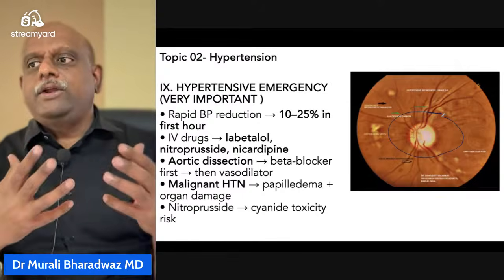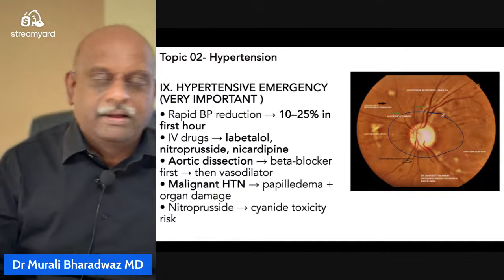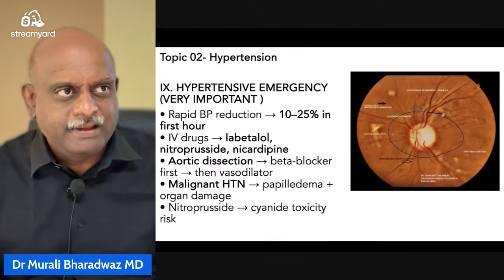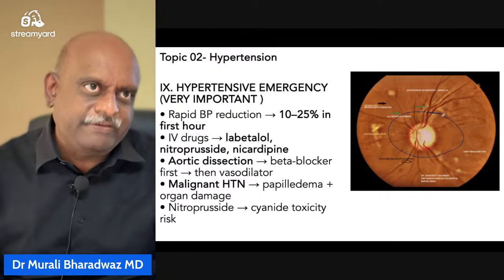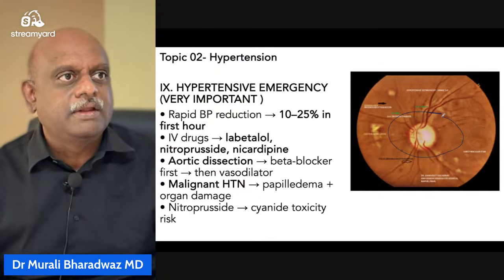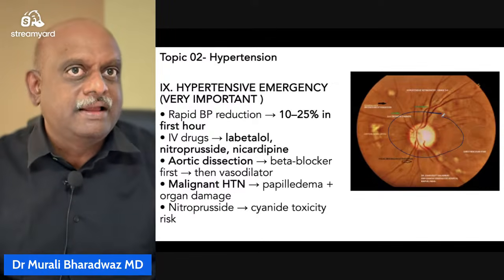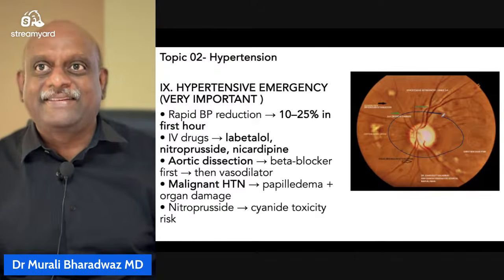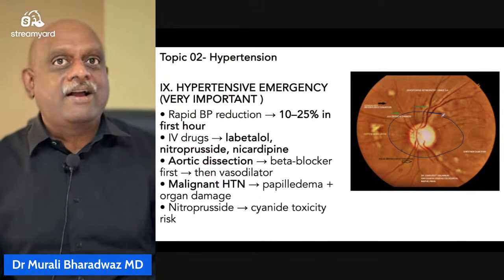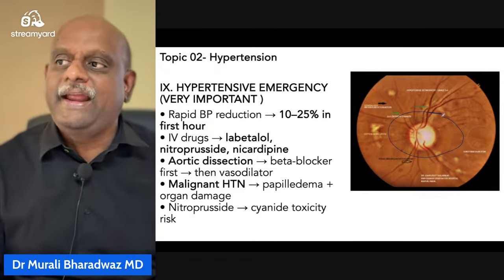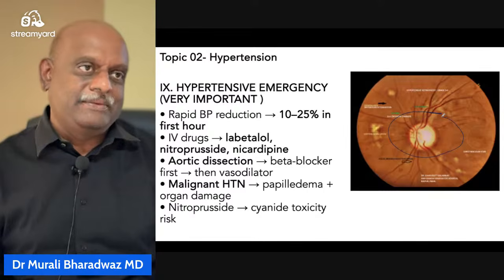You have to rapidly reduce the BP by 10 to 25% in the first hour. What is 20% of 180? 36. So you should bring 180 to 150 systolic in the first hour. What is the Brahmastra you will be using to treat? We use IV drugs like labetalol, nitroprusside, and nicardipine to treat a hypertensive emergency, is what you need to remember.